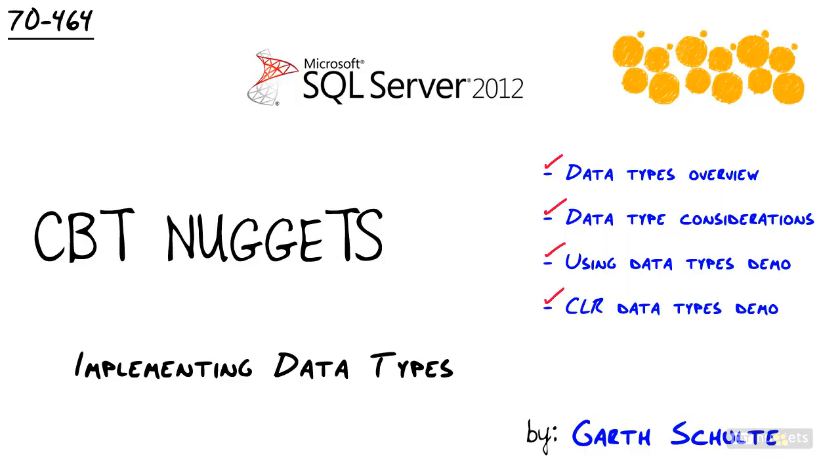In the CBT Nugget, we learned how to implement data types. We started off with an overview to get familiar with many of the built-in data types. We talked about some things to think about when working with data types. The big one there is going to be conversion, using cast, convert, and parse. We then jumped into the virtual Nugget Lab where we got familiar with how to convert data from one data type to another. We also saw how to work with sparse columns, and then we saw how to create our own custom data types, both using aliases, which is just refining built-in data types to your needs, and then also how to build, register, and work with CLR data types in SQL Server.